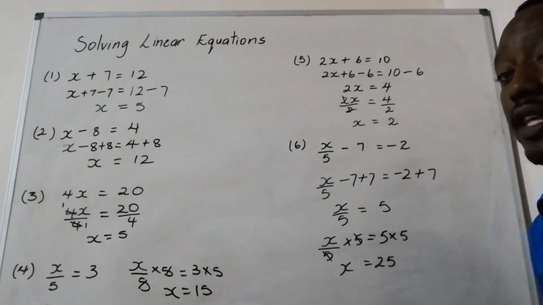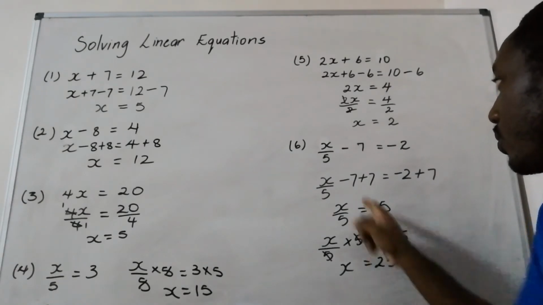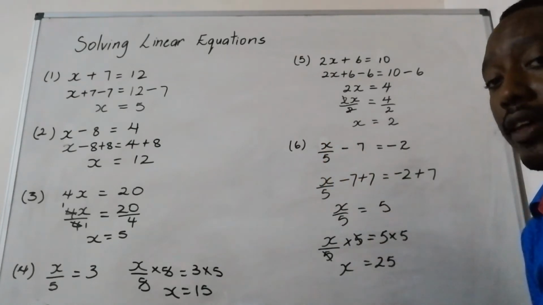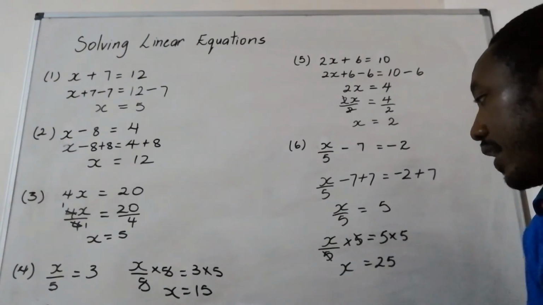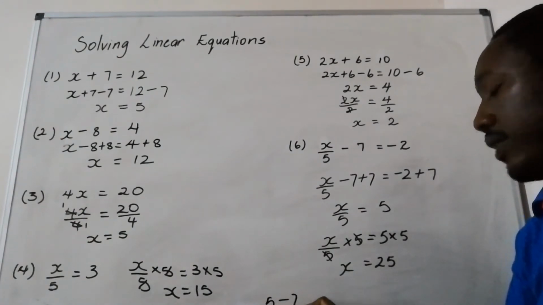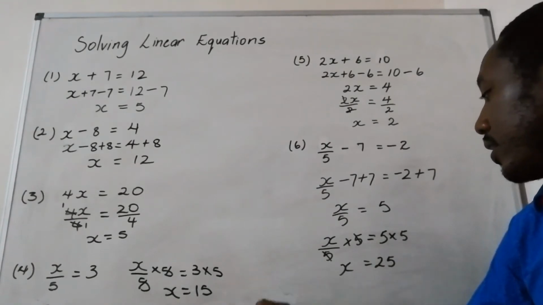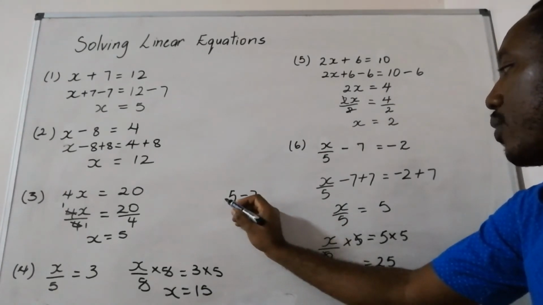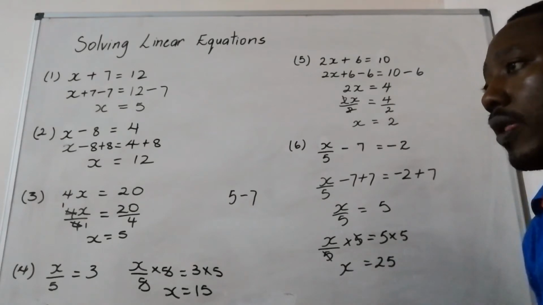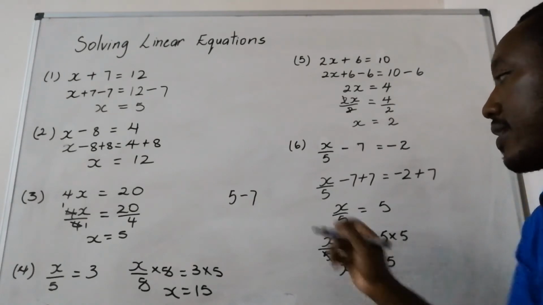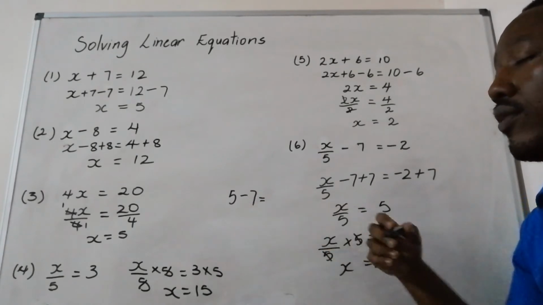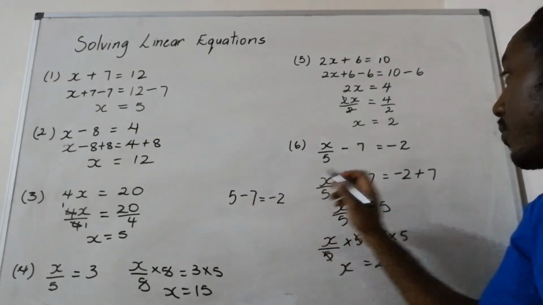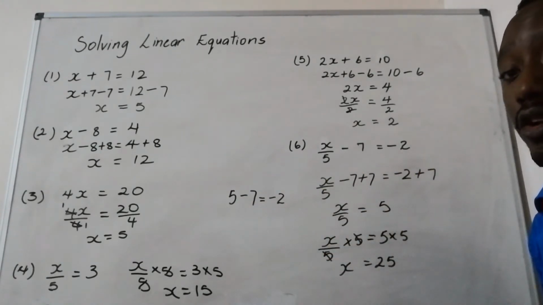And we can check again to see if our answer is correct. What do we do? We substitute our 25 there. 25 divided by 5, that will give us 5. And 5 take 7. Let me just write it a little higher. 5 take 7. Since this is positive, this is negative, what we do, we subtract. And the answer takes the sign of the bigger number. So 5 from 7 is 2. And since 7 is the bigger number and it's negative, our answer is negative 2. So here we have the correct answer.